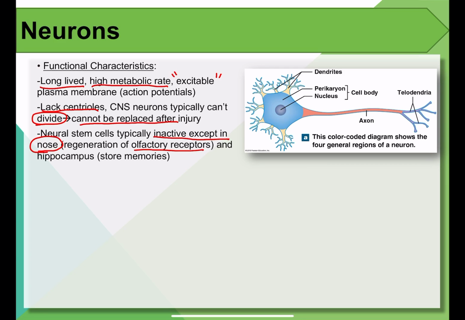Okay. And the other area is the hippocampus. Okay, the hippocampus is a very complex part of the brain that is for storing memories.